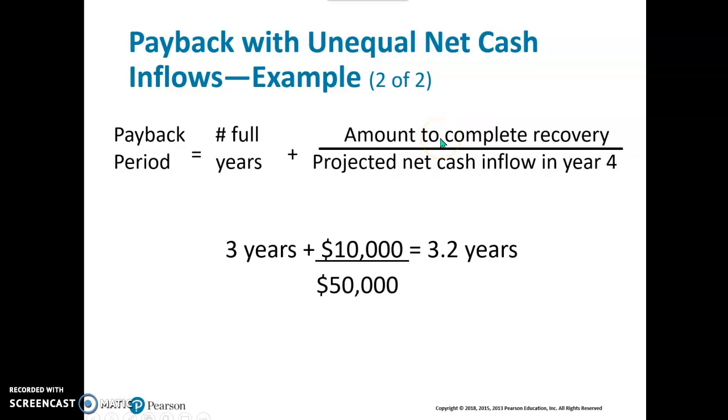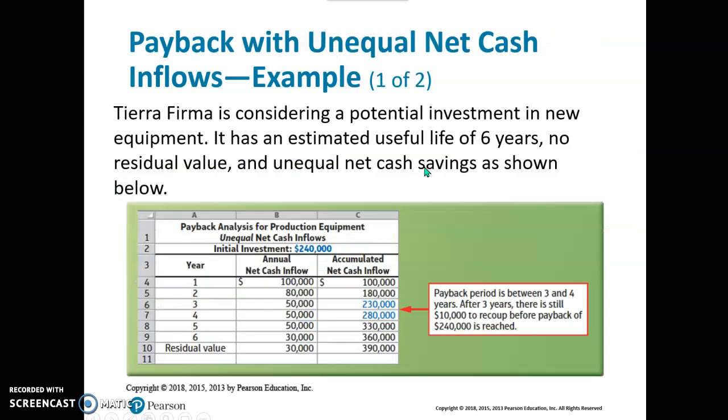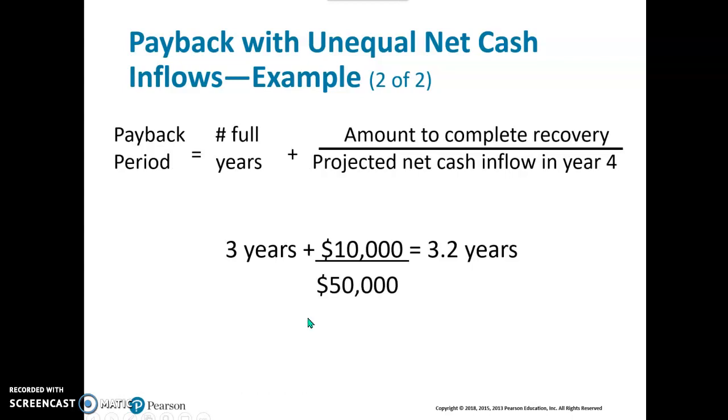Let's go back. Oh, wait a minute. So we're at 230, we only need another 10,000. Okay, so we need 10/50. So that's 3 years, and 2/10 of a year to recover that last $10,000.